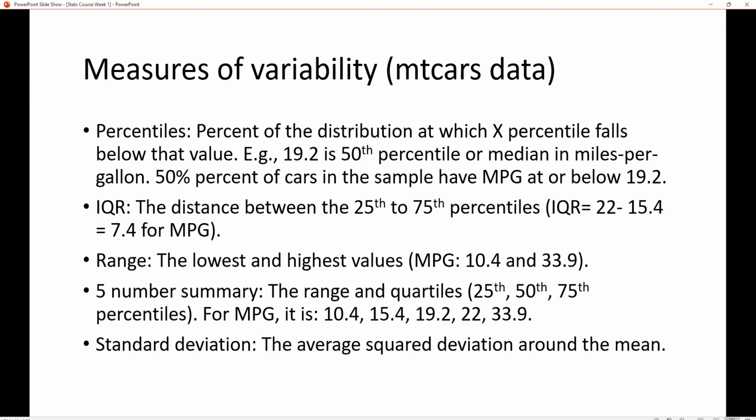Another measure of variability is the interquartile range. This is the distance between the 25th and the 75th percentiles. For example, with miles per gallon, the IQR is calculated as 22, which would be the third quartile, or the 75th percentile, minus the first quartile, or the 25th percentile. That value is 15.4. So 22 minus 15.4 equals 7.4 for miles per gallon. So it's an important value to remember, because it gives you an idea of what the spread is.